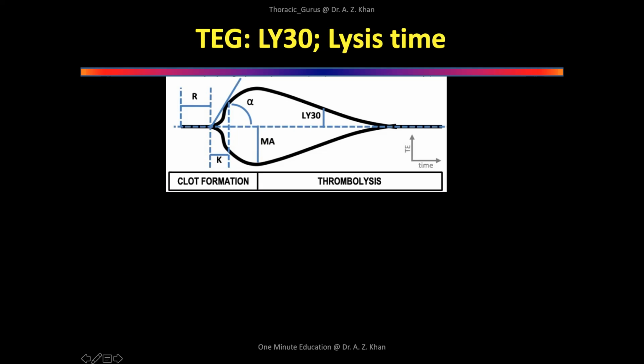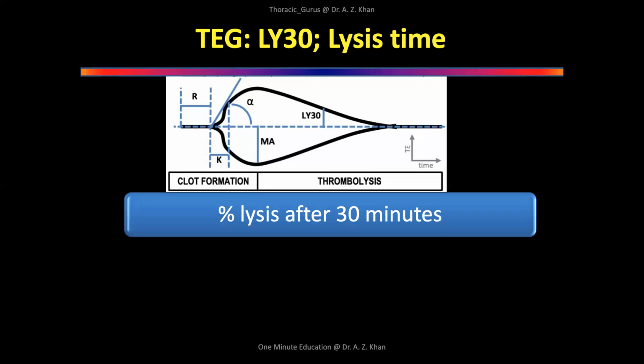Lysis time 30. See this LY30? What is LY30 on a TEG? So after the MA, the clot starts to lyse. So you take 30 minutes from MA and see how much the height has reduced. It's a percentage lysis after 30 minutes. This is LY30. So you have to wait 30 minutes and then you will know the percentage of the clot lysis.